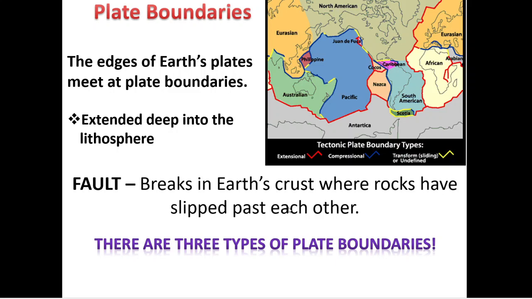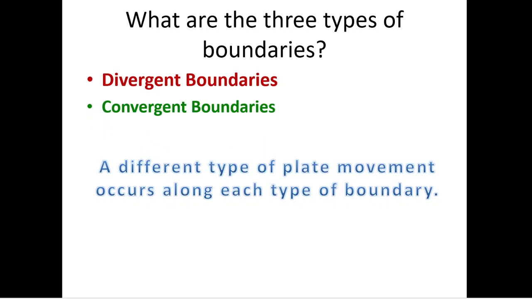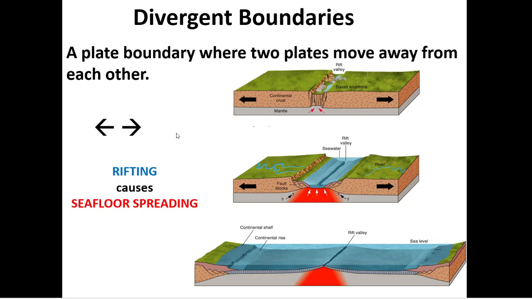And we'll talk about 3 different places where that can happen. And there are 3 types of what we call plate boundaries, of different types of plates, okay? And so what are the three types of boundaries? And a different type of plate movement occurs along each type of boundary, and we'll talk about each of those. The first ones we're going to talk about is divergent boundaries. And so divergent means to move apart, to diverge. And then we'll talk about convergent boundaries, where those plates move together, they converge, they come together. And then where they transform, okay? All right. So first we're going to talk about divergent boundaries.